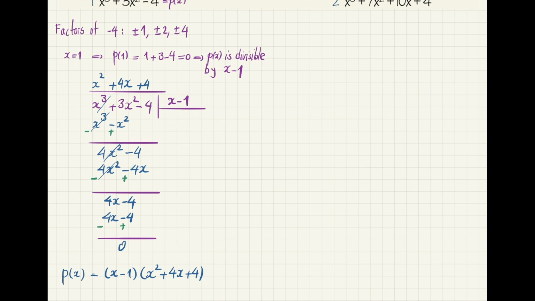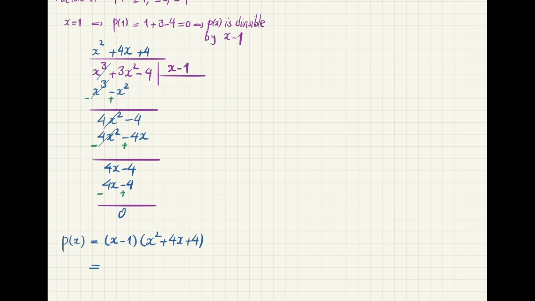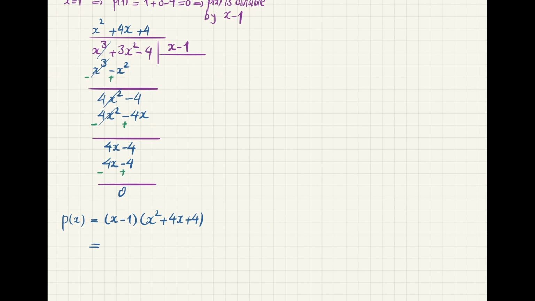So this is the factorized form of my polynomial, but of course it is not fully factorized, and you can immediately see what will happen here. So this one is a quadratic, so I can write it as x minus 1, then I will have x plus 2 to the power of 2. Yes, so this I would call the factorization of my polynomial.